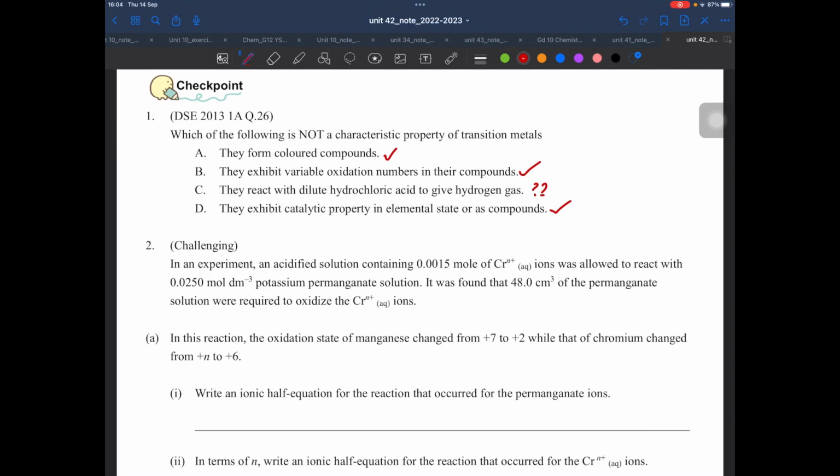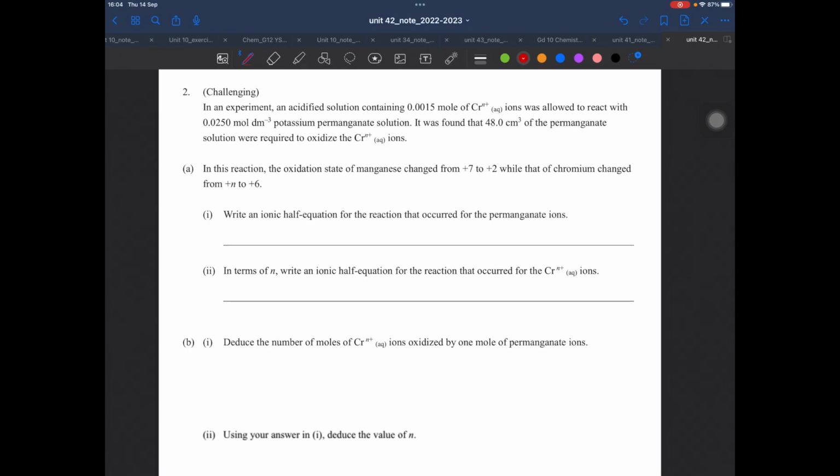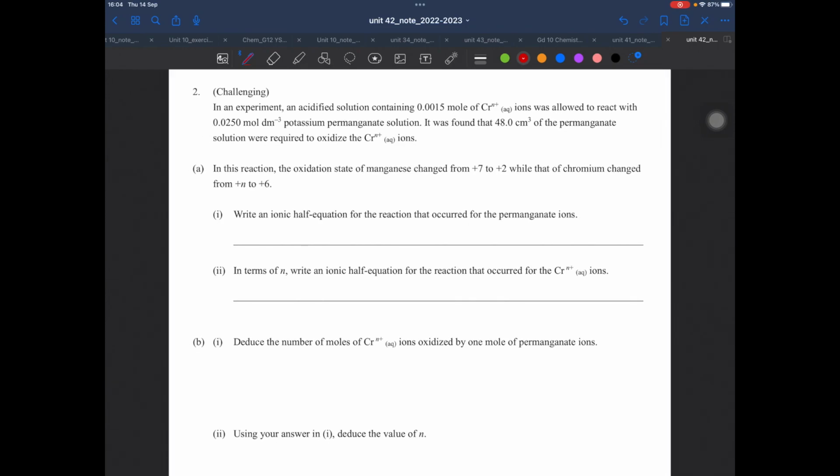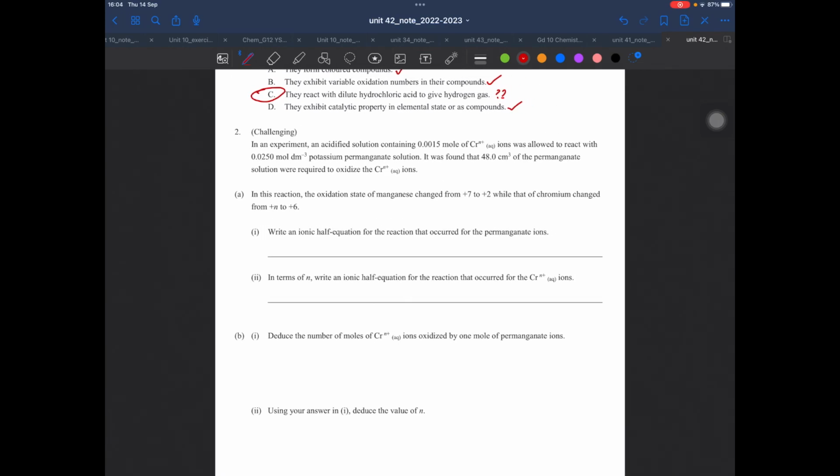Well, many metals can do it. Zinc can do it. Magnesium also can do it. But don't forget magnesium and calcium can do it, but they are not transition metals. So this is not a characteristic property, because other metals can do so. The challenging one you have come across in the unit about electrolysis, so I won't repeat it.